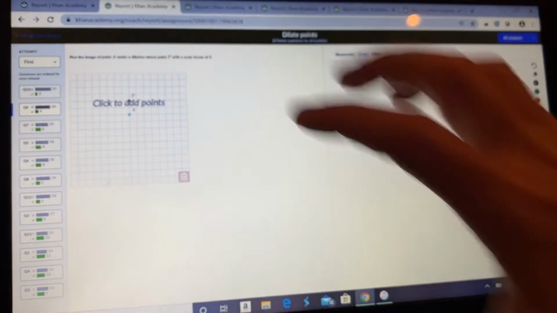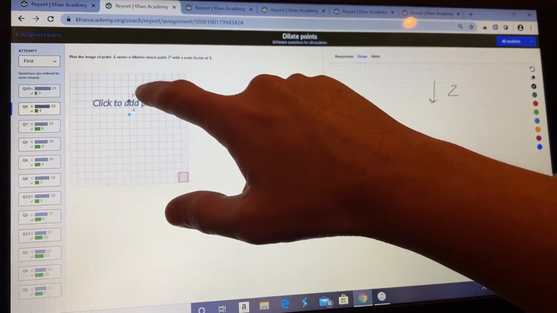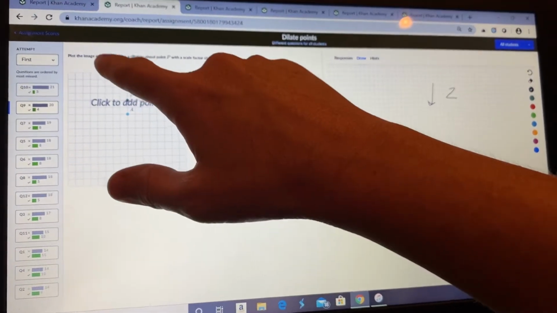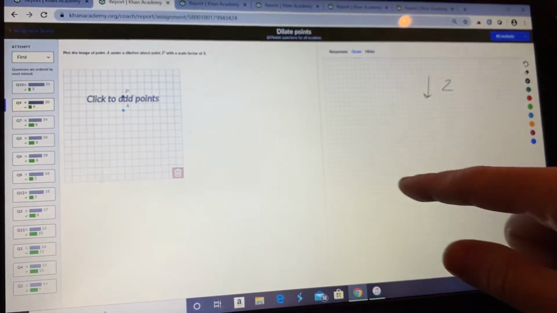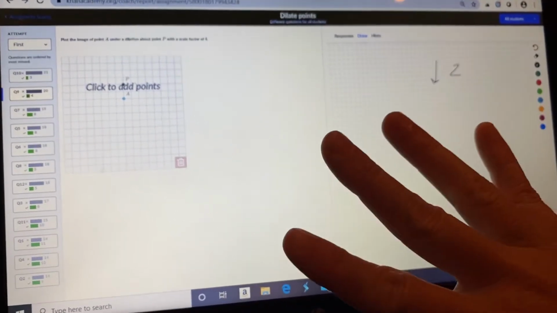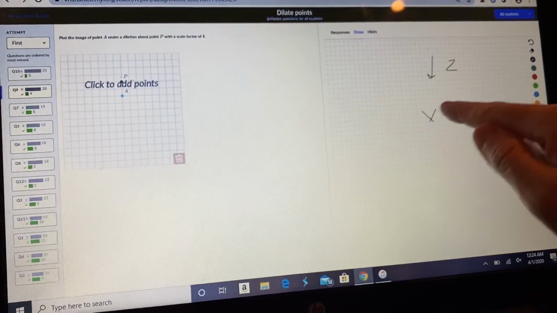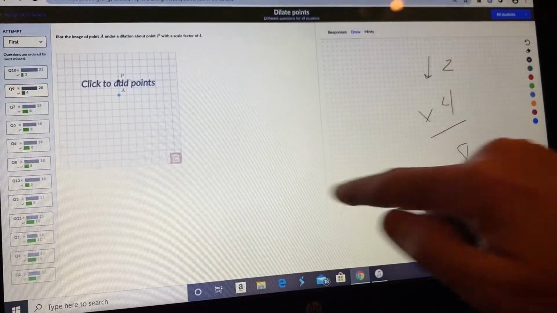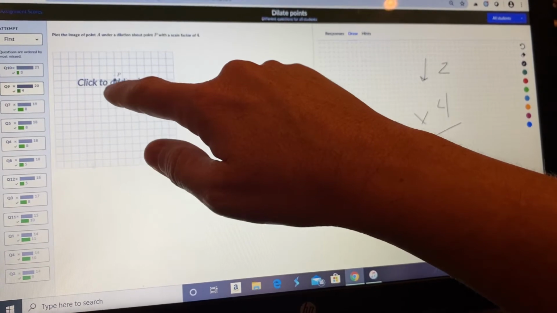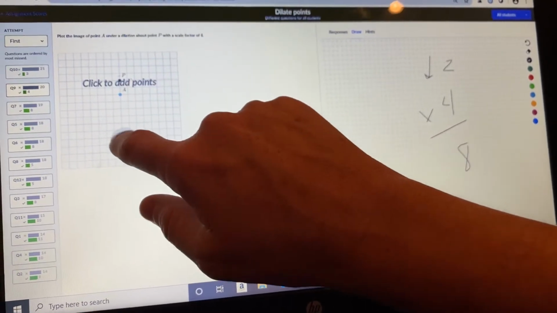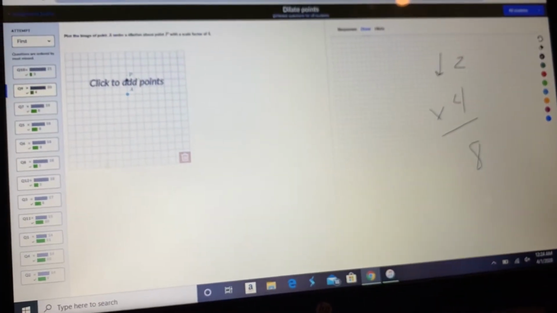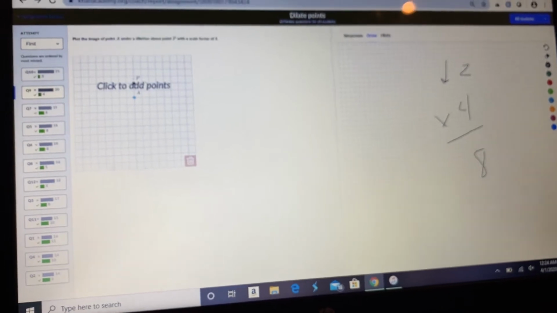Second most commonly missed was this one. If you're centering around point P and you've got point A with a scale factor of 4, so in other words, we're going to make it 4 times as large. It's 2 down, so if I multiply that by 4, I want to actually move this 8 down. So 2, 4, 6, 8, and I would plot that new point, and that would be my answer there.